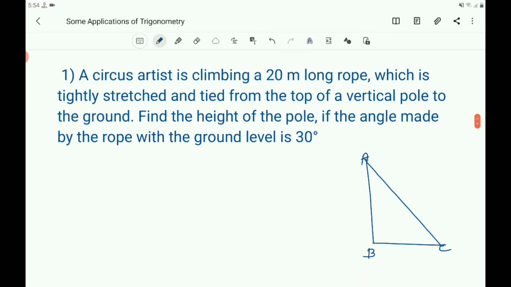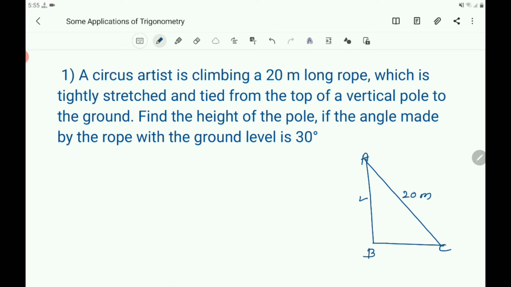Now let us have the rough sketch for this situation. Let AB be a vertical pole and AC a rope of 20-meter long. It is stretched and tied from the top of the pole AB. Here A is the top of the pole AB.